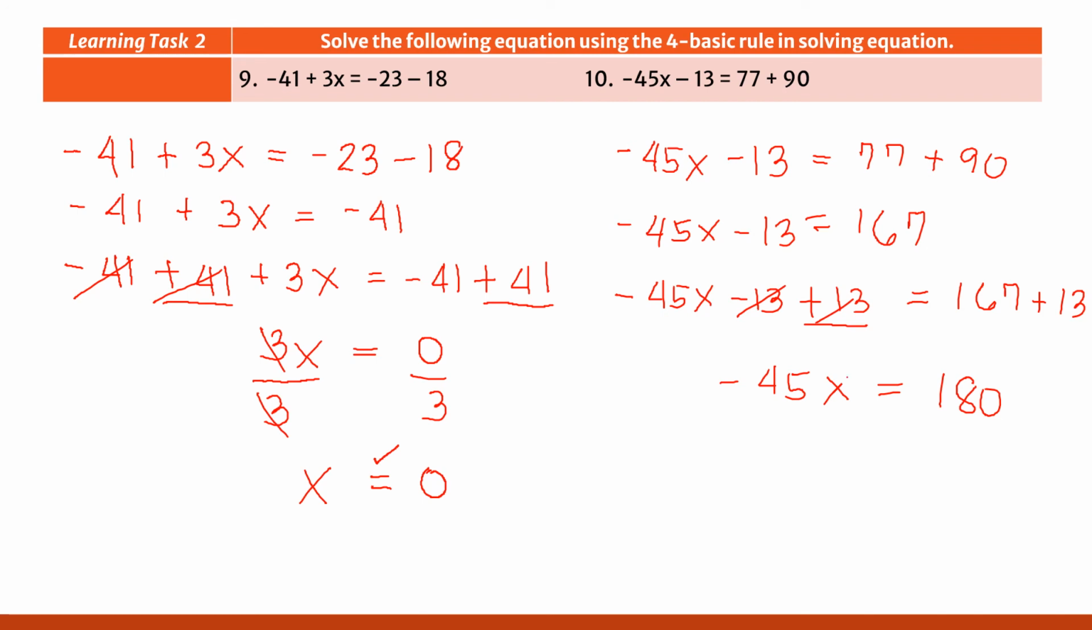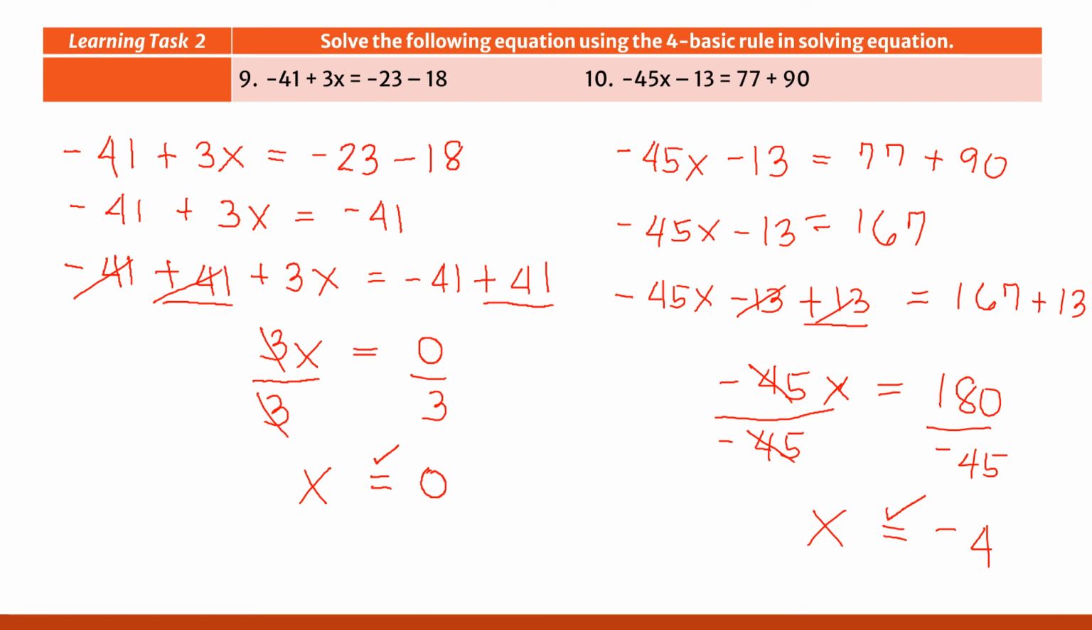Now, sa ating new equation, negative 45x equals 180, ang numerical coefficient of x is negative 45. So, to remove that coefficient, apply division property of equality. So, divide natin ang both sides by negative 45. So, cancel negative 45. Ano ngayon ang x? 180 divided by negative 45, is negative 4. Okay? So, this is our answer dito sa ating problem number 10. So, x equals negative 4.